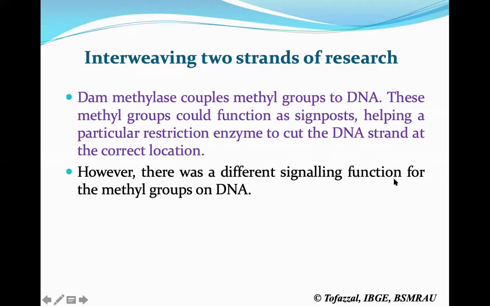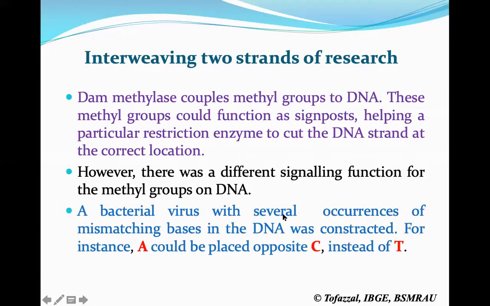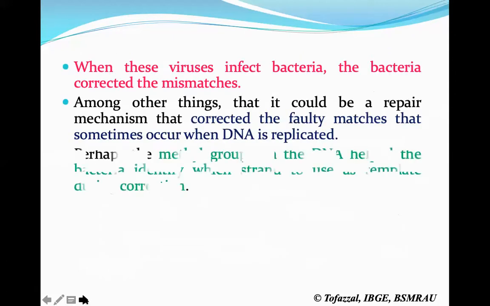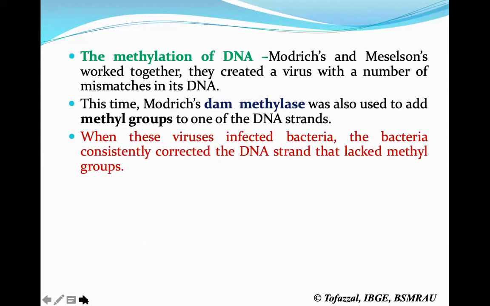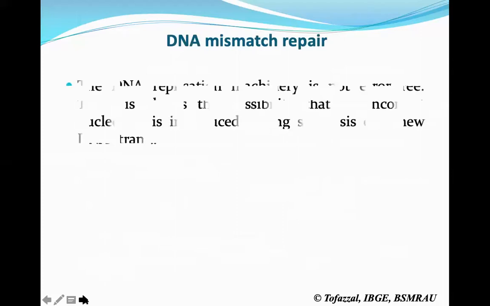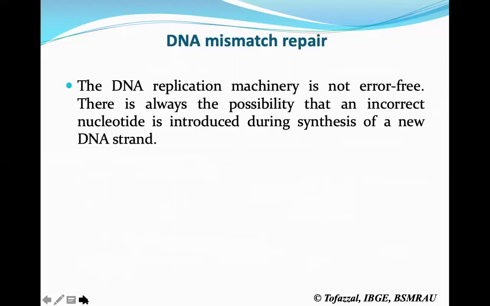However, there was a different signaling function for the methyl group on the DNA. A bacterial virus with several occurrences of mismatching bases in the DNA was constructed. For instance, A could be placed opposite C instead of T. So many types of mistake can take place, and they did lots of work to prove it, the fundamental understanding. So please go through these slides, maybe not so difficult to understand the steps of their research they followed.